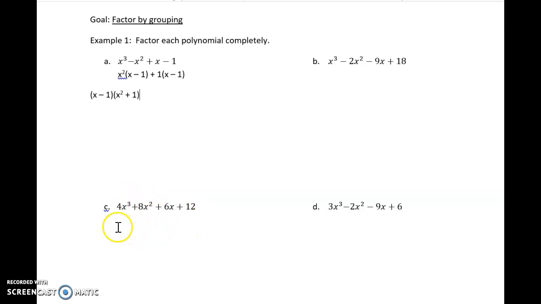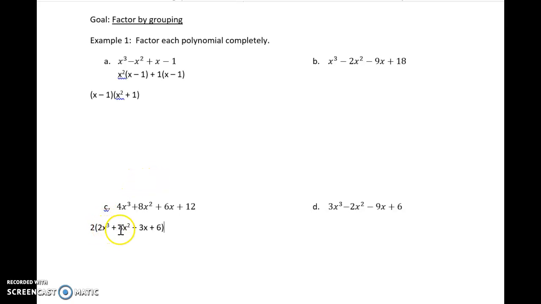Okay, let's look down here at C. So again, the first step is always your GCF. Well, as I look across at this one, I see that all of my numbers are even. So 2 will divide into all of those. And if I divide everything by 2, 4 divided by 2 is 2. X to the third, that part doesn't change. Plus 8 divided by 2 is 4. And again, the x squared part does not change. Plus 6 divided by 2 is 3. And 12 divided by 2 is 6.